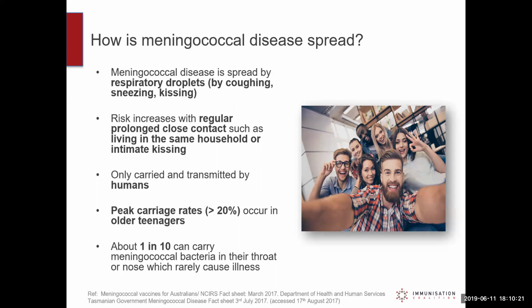We have to bear in mind that around 20% of our peak carriage is in older teenagers. This carriage can be present without them knowing that they've got it. Why it makes some people sick and not other people is really unknown, to be honest. That period of carriage can be quite transient, or it can last for months. Why some people carry and others don't is quite an unknown phenomenon.